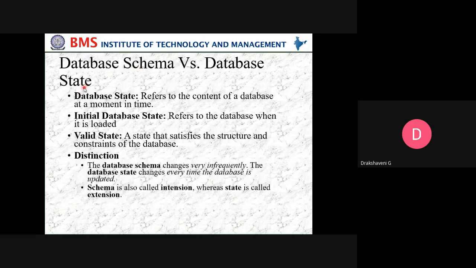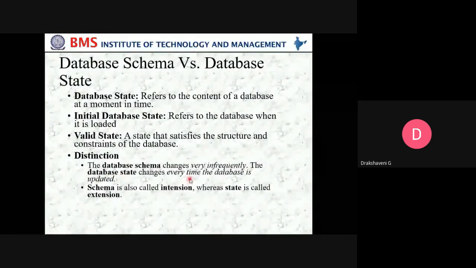Database schema versus database state. Database state refers to the content of a database at a moment in time. Initial database state refers to the database when it is loaded. Valid state is a state that satisfies the structure and the constraints of the database. The database schema changes very infrequently. The database state changes every time the database is updated.